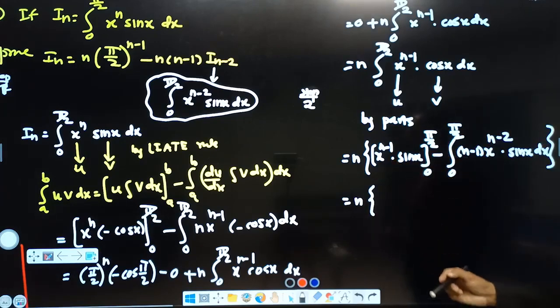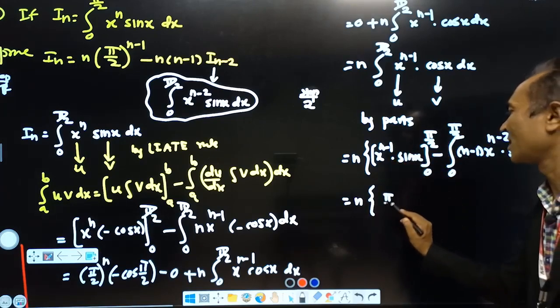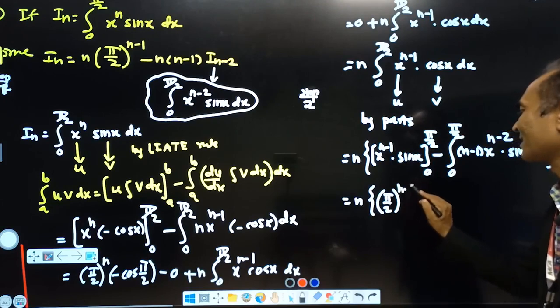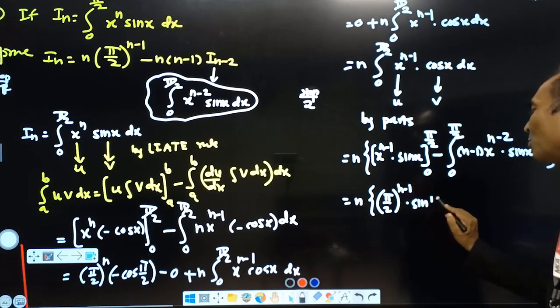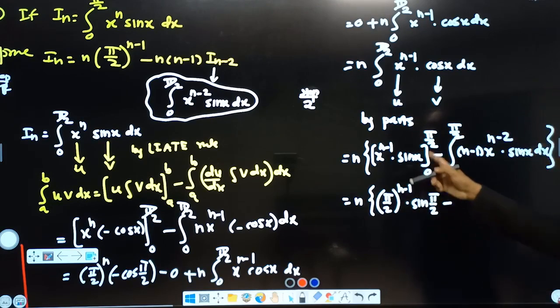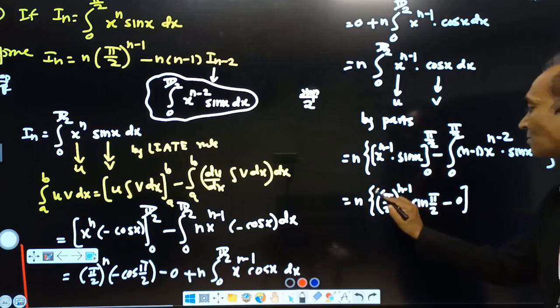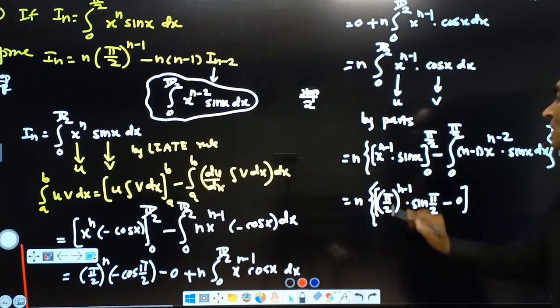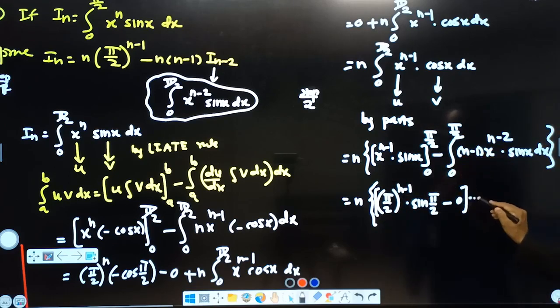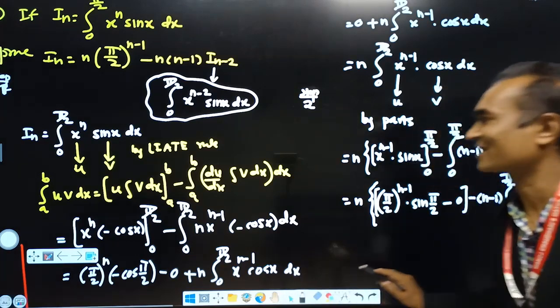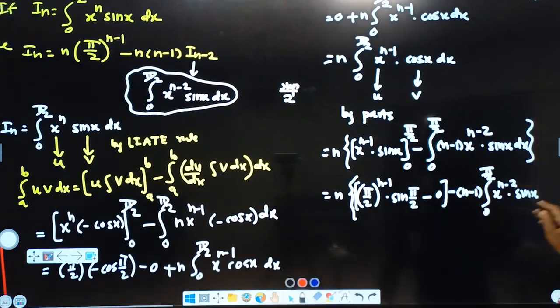X is replaced by the upper limit, so it is pi by 2 raised to n minus 1 into sin pi by 2. Lower limit, sin 0 is 0. Next, minus n minus 1 comes in front, integral 0 to pi by 2 of x raised to n minus 2 into sin x dx. Very simple, children.